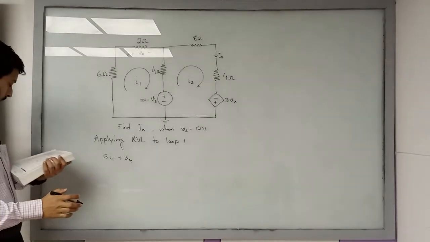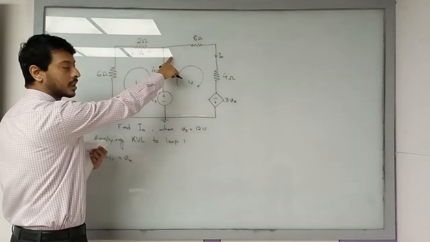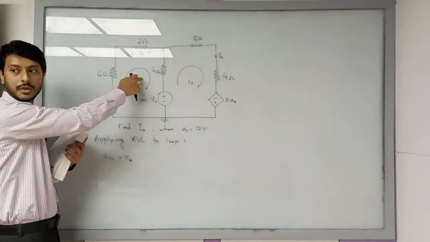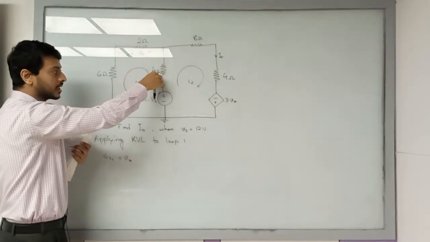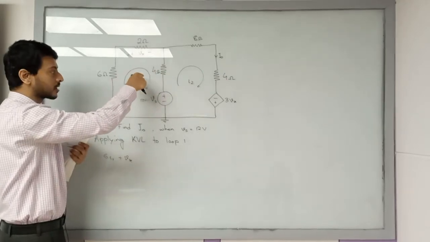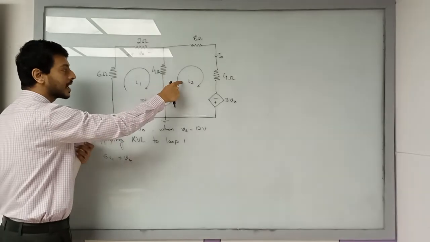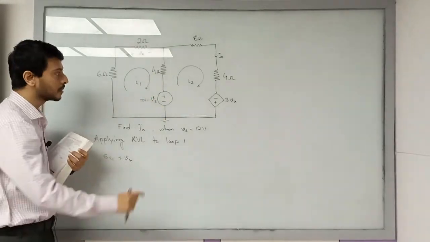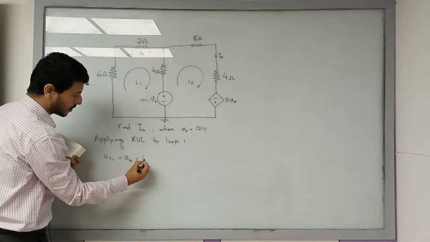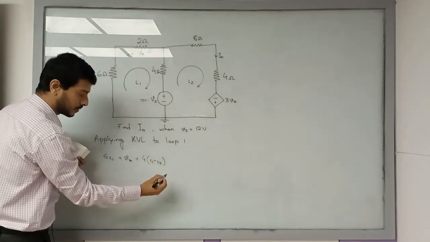And there is I2 current flowing in this direction. But your primary loop is this one, right? So this is flowing in this direction. So the resultant current should be in this direction. This current is bigger than this current. So I1 minus I2 times 4 should be the voltage drop across this: 4 times I1 minus I2.